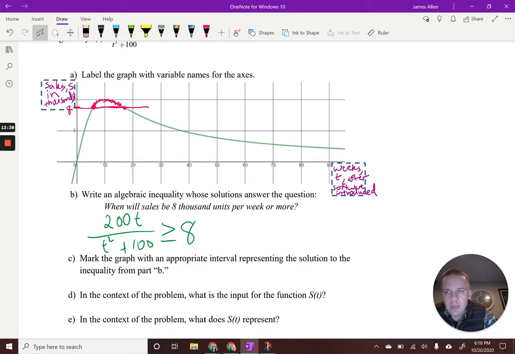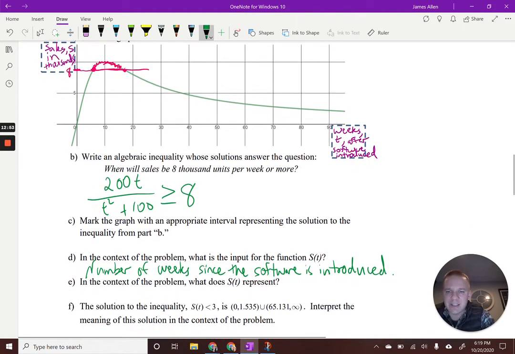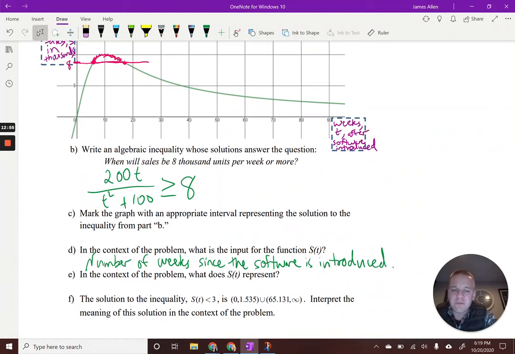Let's continue. So in the context of the problem, what is the input for the function S of T? Well, that would be my T. That would be the number of weeks after the software is introduced. There we go. Number of weeks since the software is introduced. How about, in the context of the problem, what does S of T represent? Well, that would be our number of sales in thousands of the software.